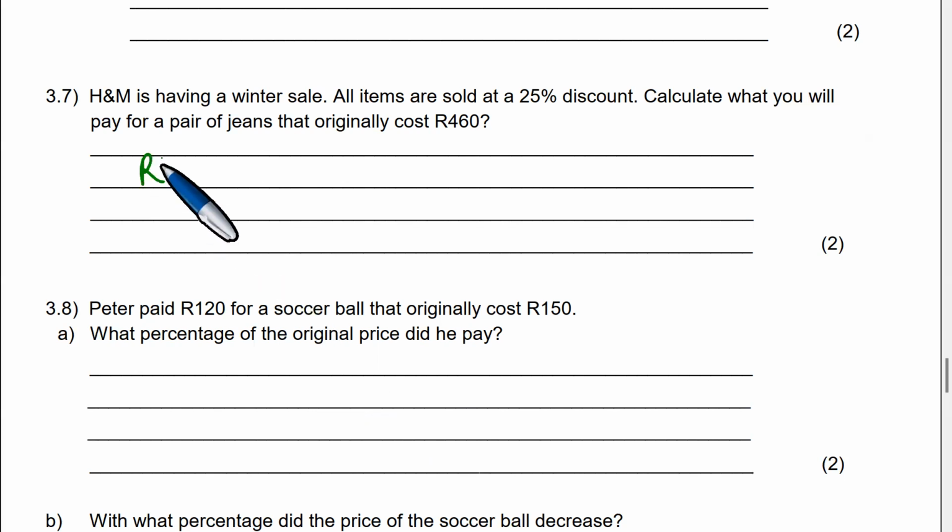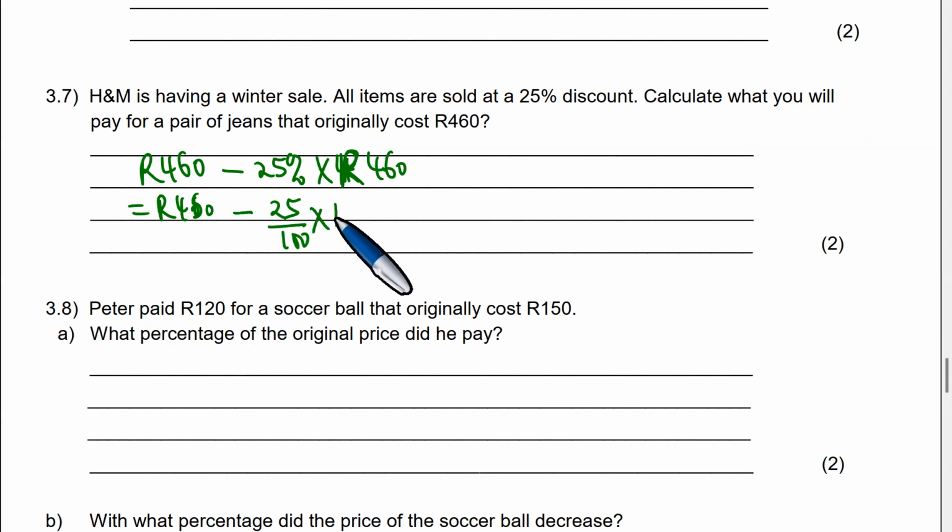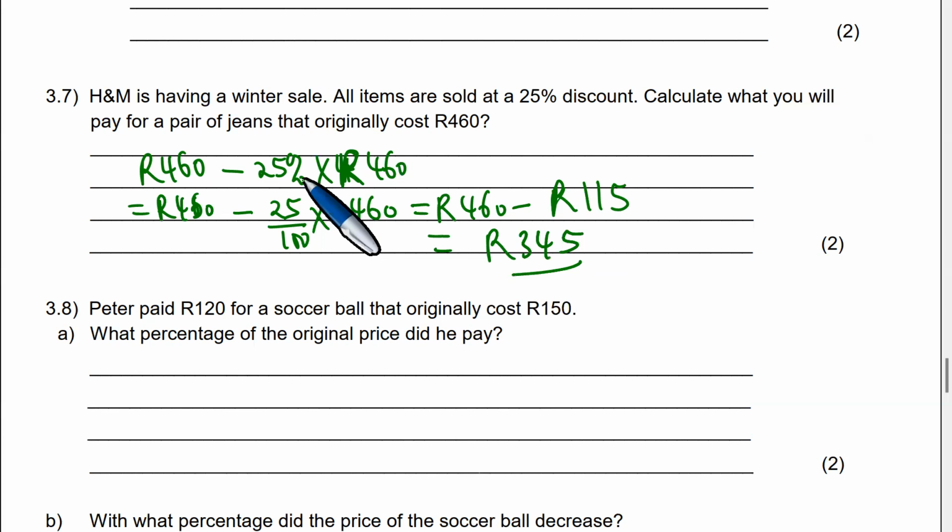Well done. So you would take the 460 minus the 25% of 460. So you subtract the discount, which is 25 out of 100 times 460. What is 25 out of 100 times 460? The answer is 115. Minus 115, you get 345. So for the discount, you just subtract the discounted amount. Okay.